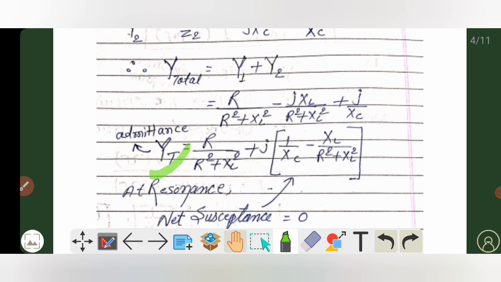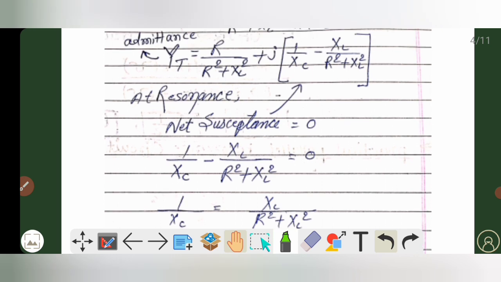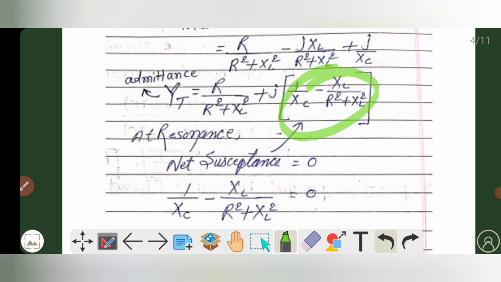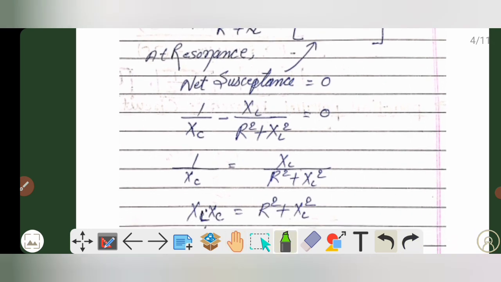Now my dear friends, at resonance, as we know, the net reactance, or we can say the net admittance or susceptance, is equal to 0. So here this is basically the net susceptance, and we will equate this value to 0. Then our equation will be 1 by Xc minus XL by R square plus XL square is equal to 0.